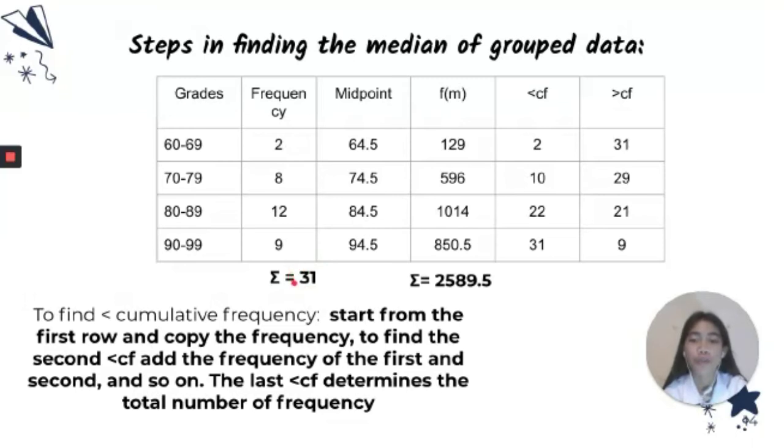Dapat yung sum ng frequency ay equal doon sa pinaka-mababang row dito sa less than cumulative frequency. To find the greater cumulative frequency, parehas lang po ng less than cumulative frequency, kaya lang, dito po sa greater than cumulative frequency, dito po nagsimula. So, dito, yung frequency is 9, so gagayahin natin, 9 plus 12, 21, 21 plus 8, 29, 29 plus 2 is equal to 31.